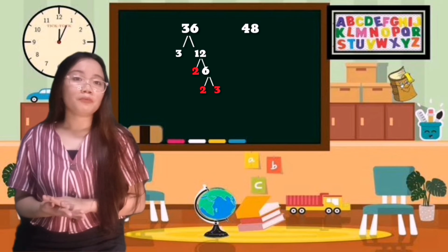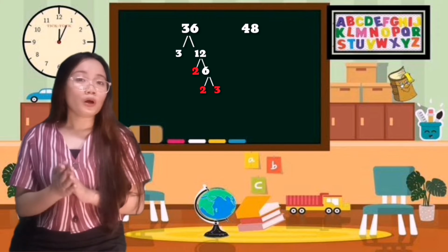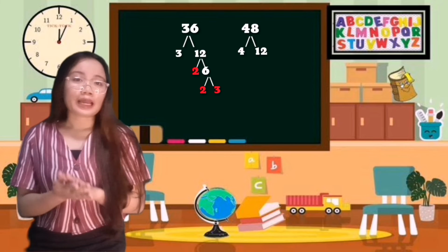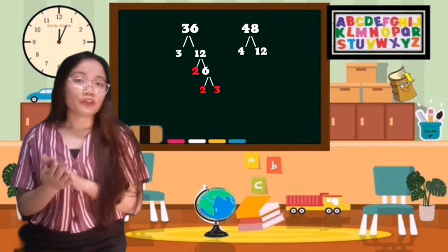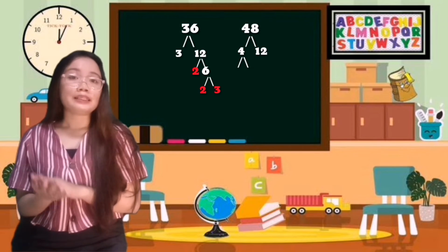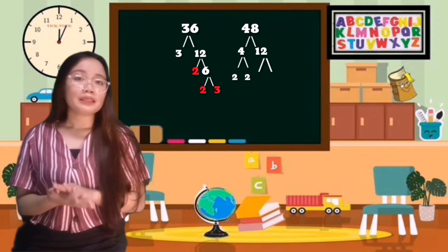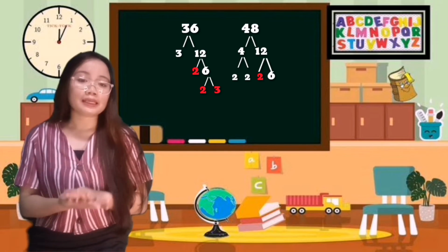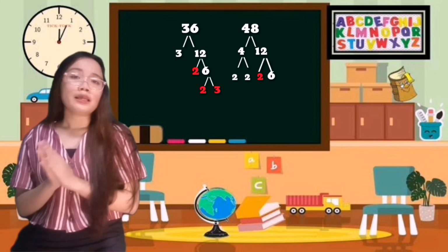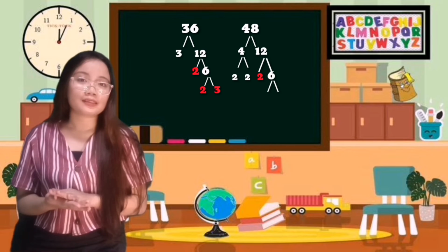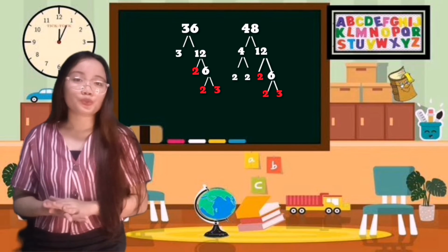The next given number is 48. What are the factors of 48? It is 4 times 12. What are the factors of 4? It is 2 times 2. And what are the factors of 12? It is 2 times 6. And since 2 is already a prime number, we proceed to the factors of 6, which is 2 times 3.